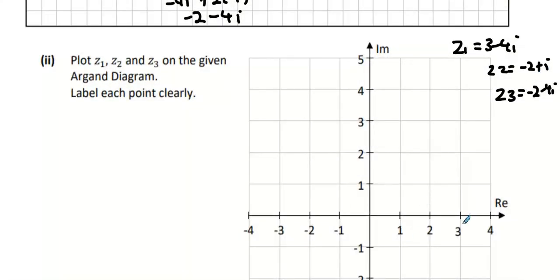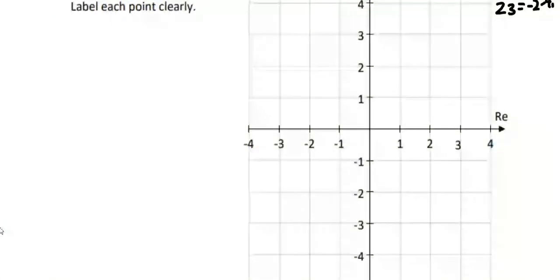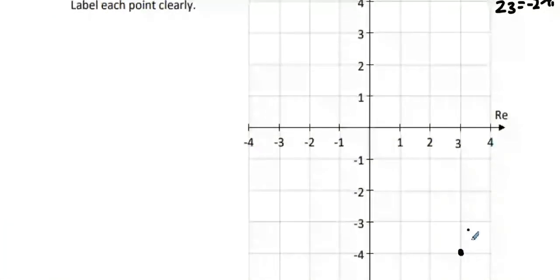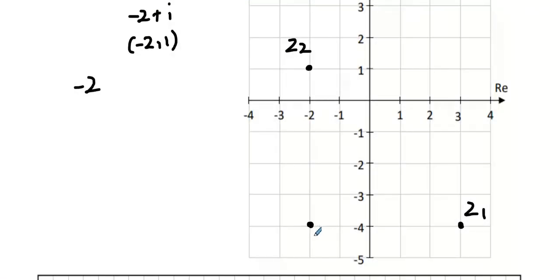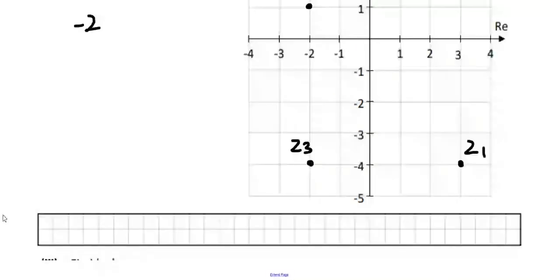Z1, 3 across, 4 down. So, Z1 would be located here. Z2, which is minus 2 and 1i, is basically the point minus 2, 1. Minus 2 across, 1 up, and that is your Z2. Your Z3 is minus 2, which is 2 across, and minus 4i, which is 4 down. So that there is Z3, and you're good to go. Next question.